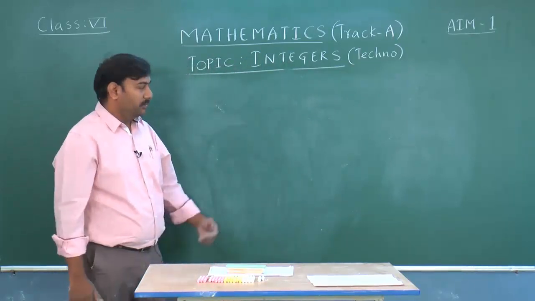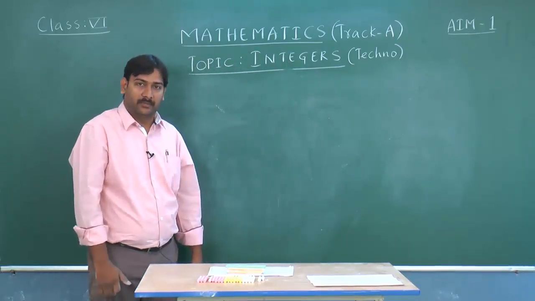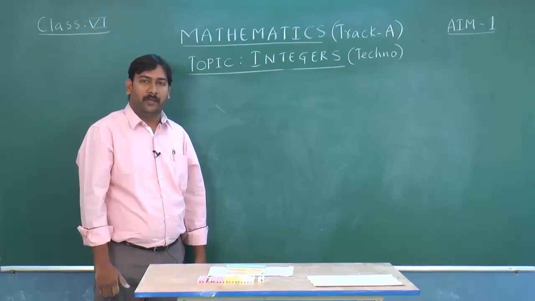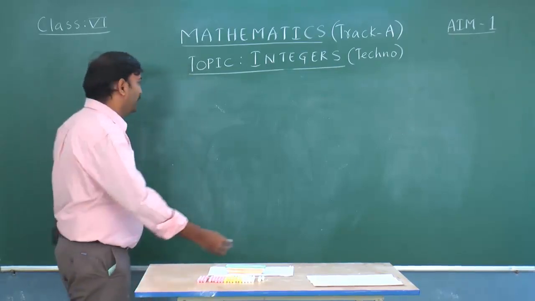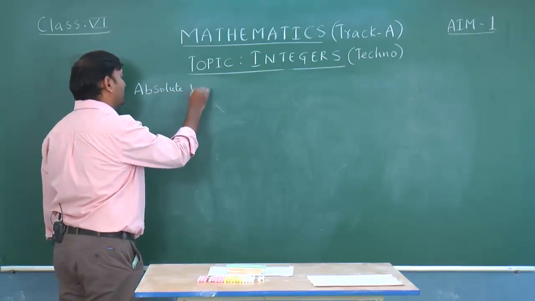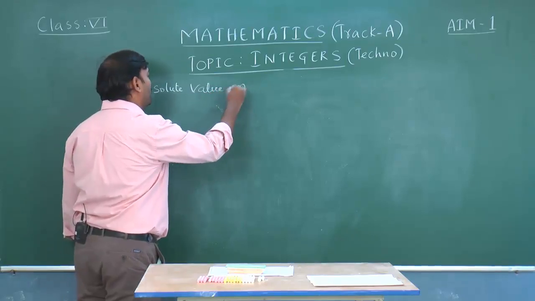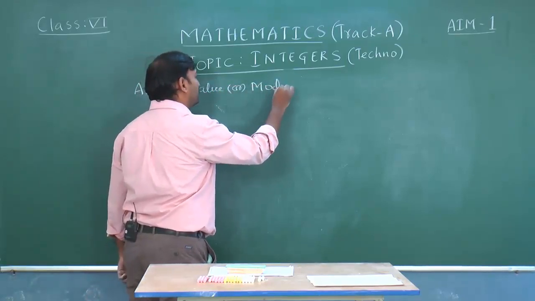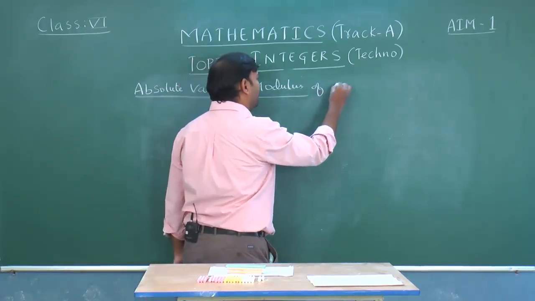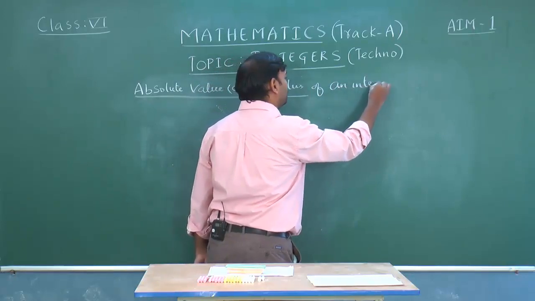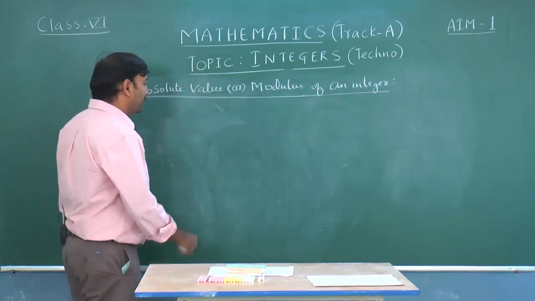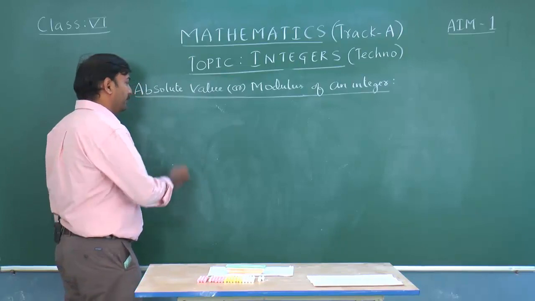Now, in the next topic, we are going to discuss the absolute value of an integer. Let us discuss what the meaning of the absolute value of an integer is. The absolute value of an integer is also called modulus. The absolute value or modulus of an integer is the number itself neglecting the sign.